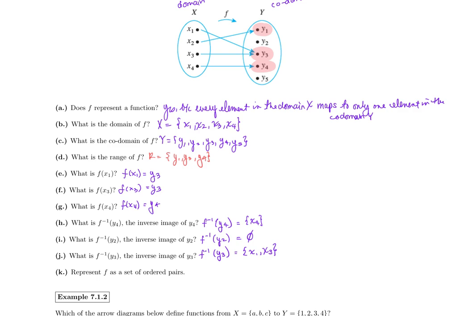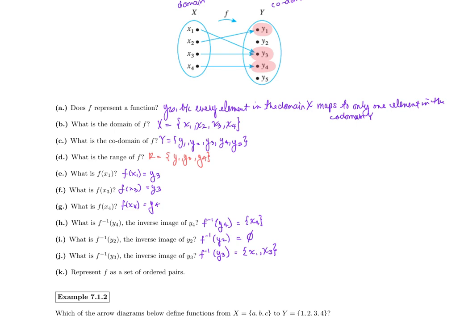But now when we're going from the codomain back to the domain, we don't have that same limitation. So we could have more than one element of the domain mapping to the same element in the codomain, which is what we found for element y3. So we need to use set notation for inverse images.